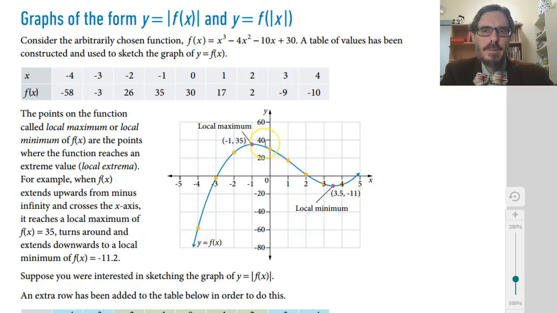Well, mod f of x is going to take any of these negative values and make them positive again. f of x is not allowed to be negative if I'm graphing mod f of x. Now you could work out a new table of values and graph it, or you could just look at the graph. Anywhere the graph goes underneath the x-axis, it's instead going to go above the x-axis.